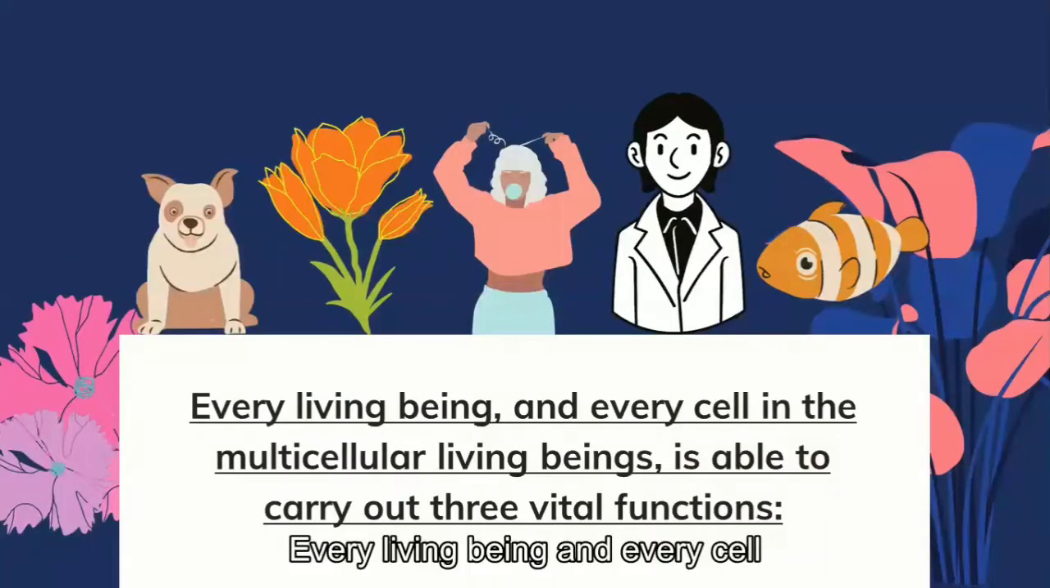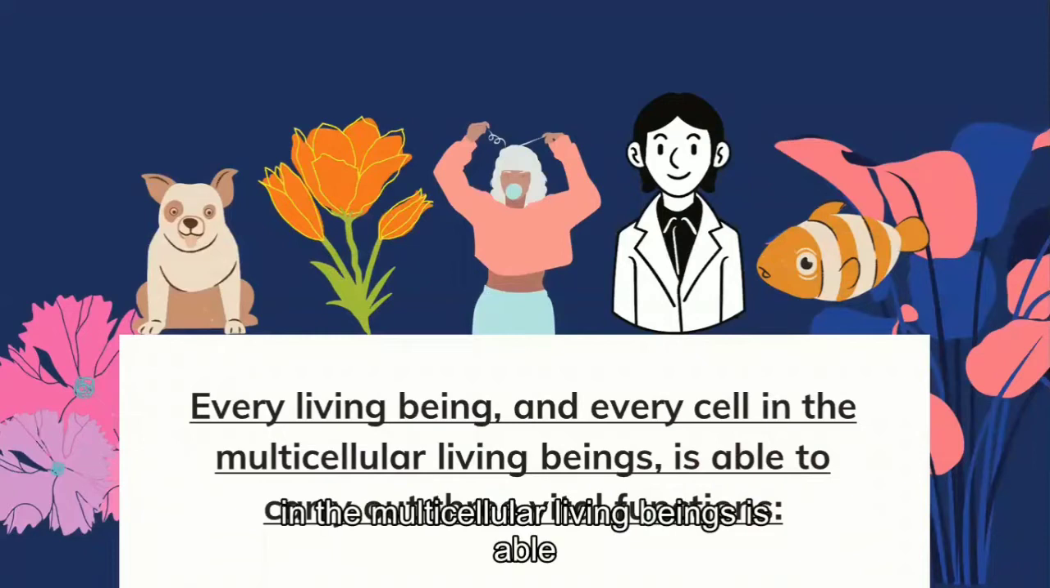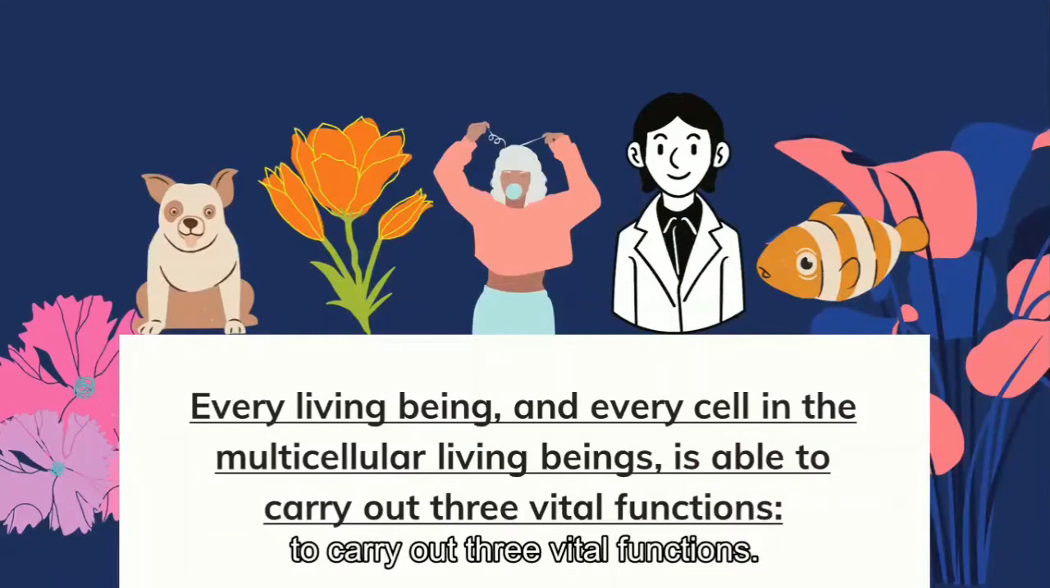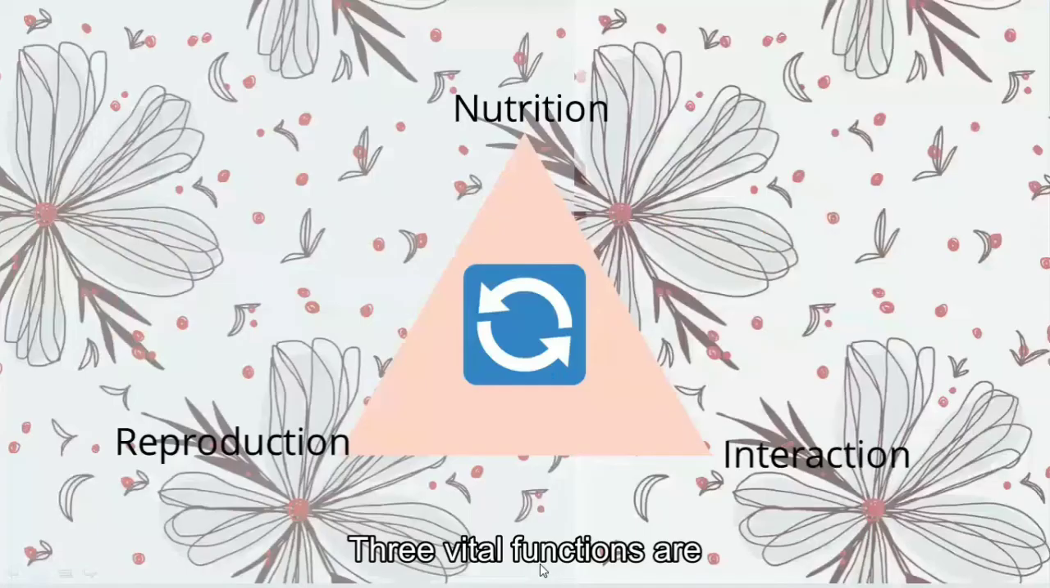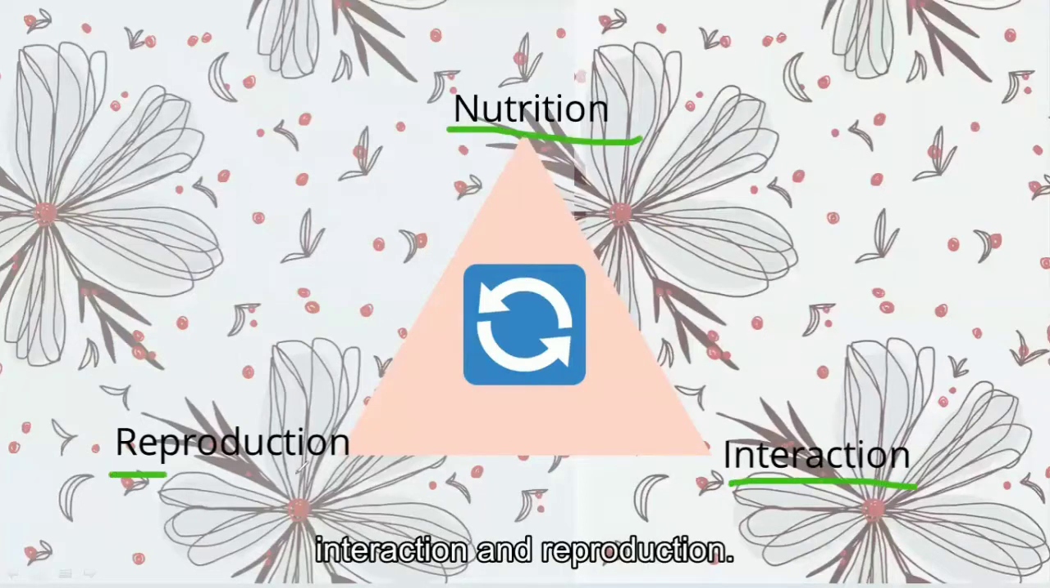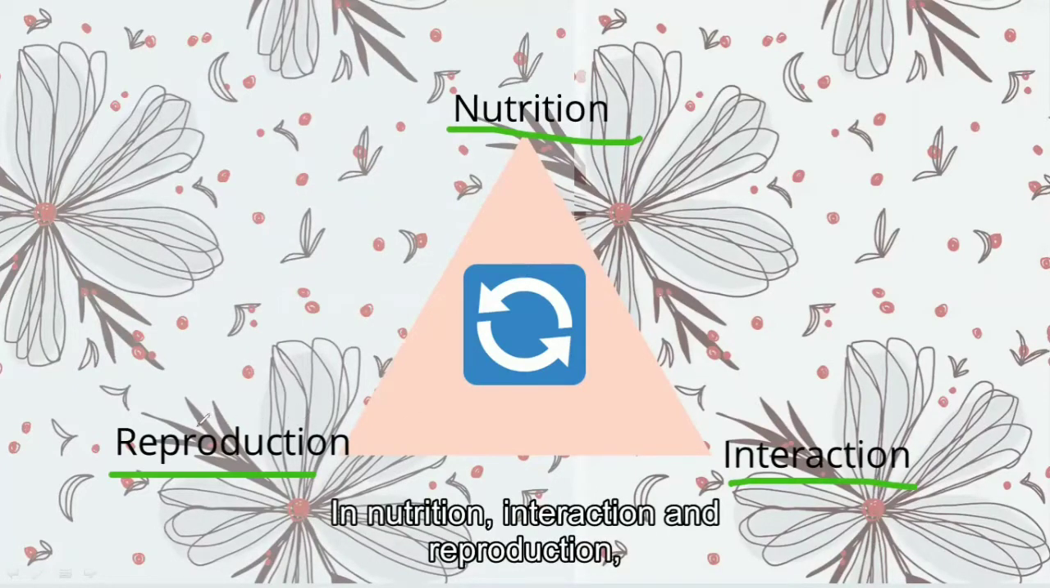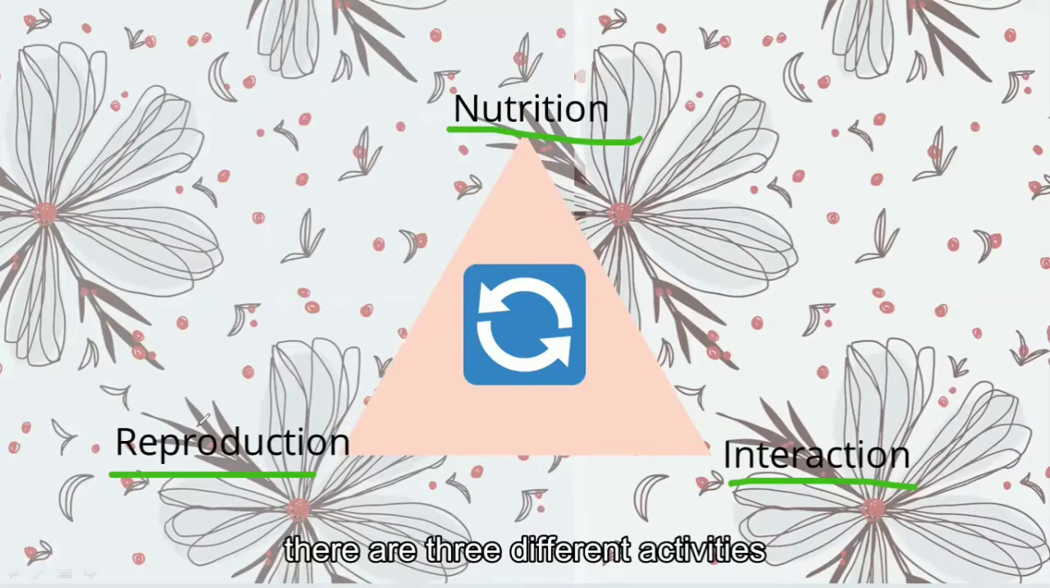Now, every living being and every cell in multicellular living beings is able to carry out 3 vital functions. The 3 vital functions are 1, nutrition, 2, interaction, and 3, reproduction. These are 3 different activities that every living thing on earth does. We're talking about animals, vegetables, and human beings.